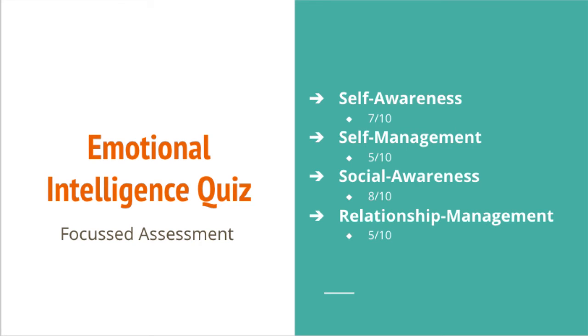And finally, relationship management was another of my lower scores at 5 out of 10, and this cluster is comprised of 7 competencies, including visionary leadership, developing others, influence, change catalyst, conflict management, building bonds, and teamwork and collaboration.